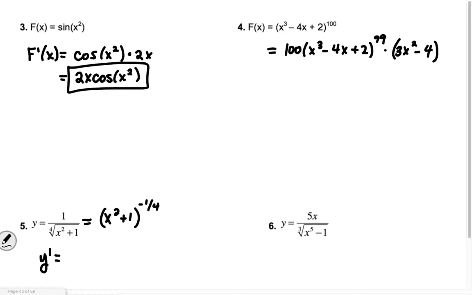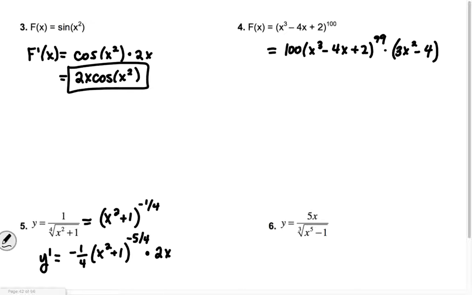So now when I do my low d high, or not low d high, what am I talking about? When I do my chain rule, I do negative 1/4 times x squared plus 1. I subtract 1 from the power. So negative 5/4 times the chain, which is 2x. Does that make sense? You get it? So the derivative of the inside, the x squared plus 1, gave us the 2x.